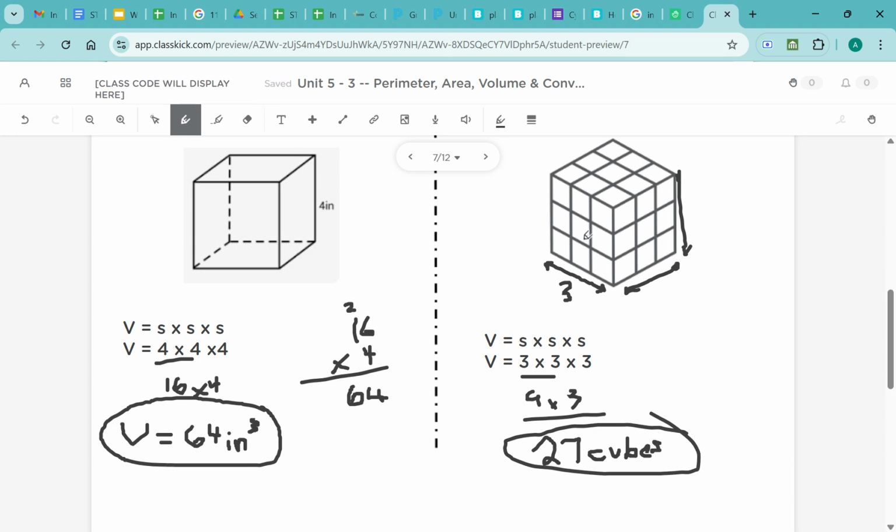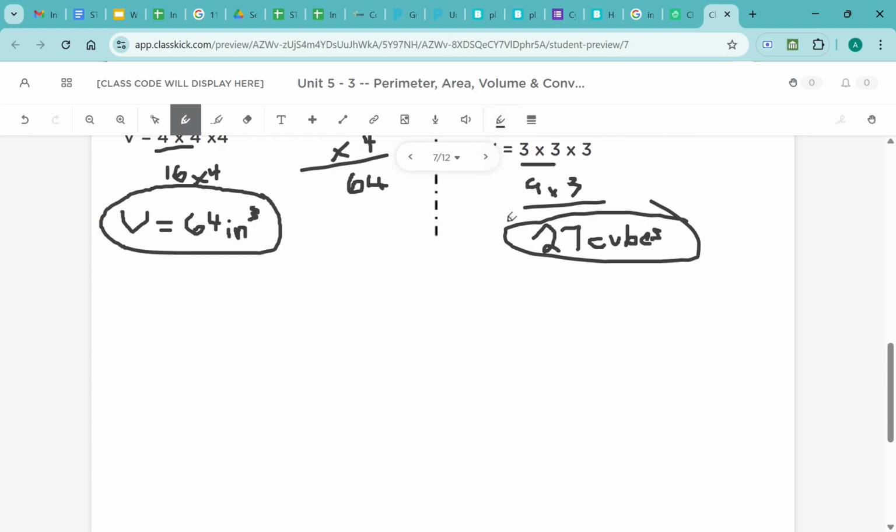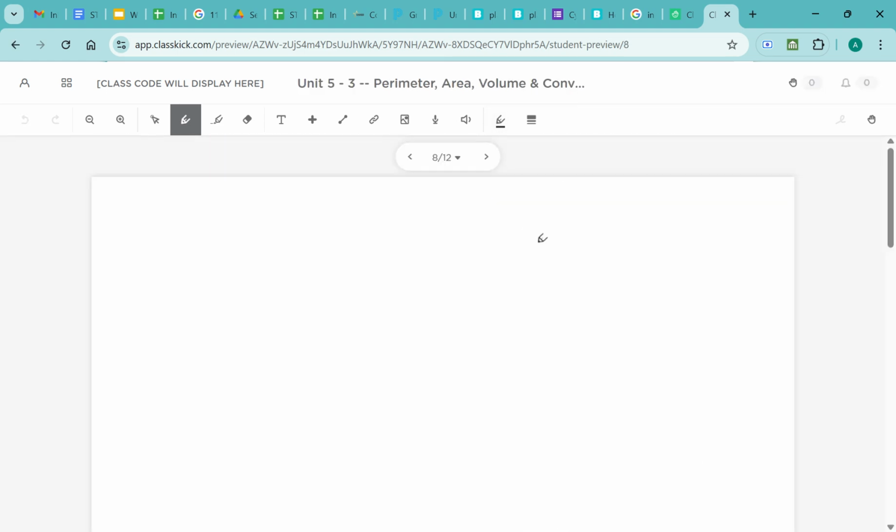Okay, that's really what volume's saying anyways. It's saying how much space does the shape take up. The space is taking up 27 cubes of space, whatever those cubes are. Okay, we do have 2 pages of notes on this, so let's go ahead and flip over to the back.